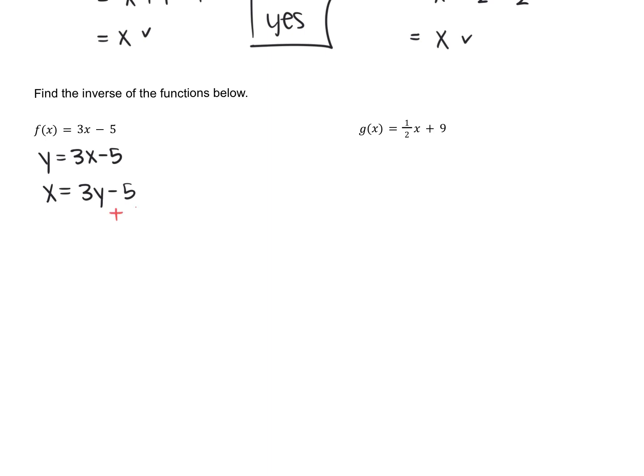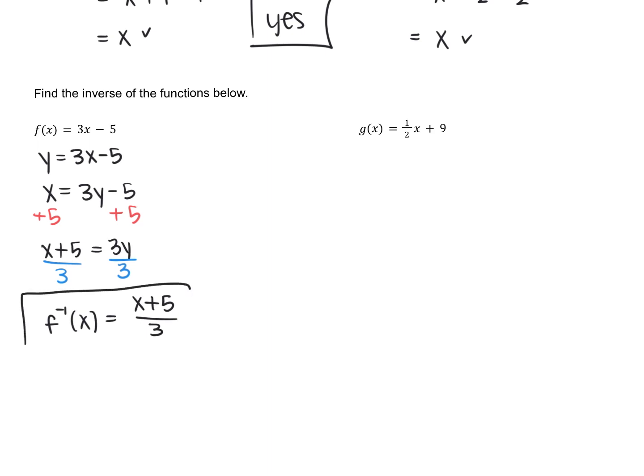So my first step is going to be to add 5 to both sides. So we get x plus 5 equals 3y. Then we're going to divide by 3. So you have two choices here. When I write it in inverse notation, I can write it as f inverse of x equals x plus 5 all over 3. So that's one option, to leave it as a fraction. Your second option is to write it as f inverse of x equals 1/3 x plus 5/3. Both of these are correct and acceptable.